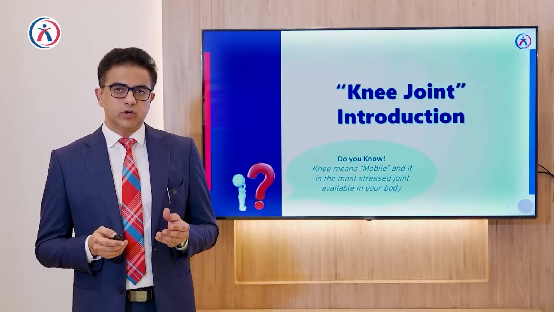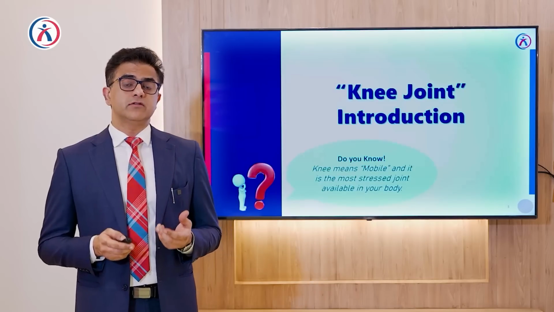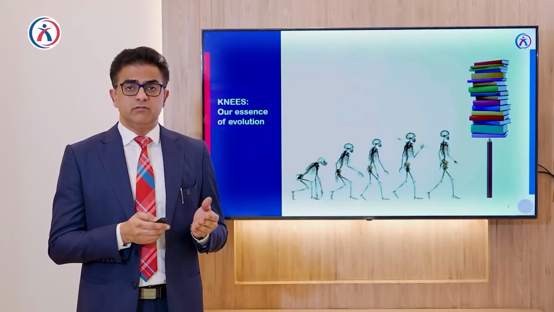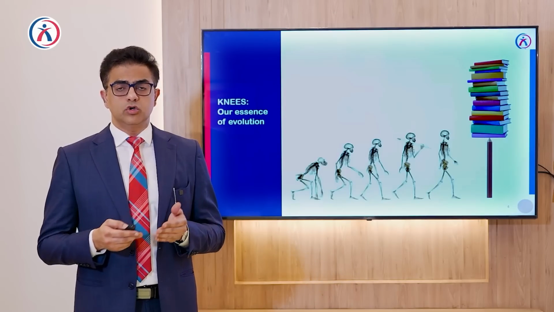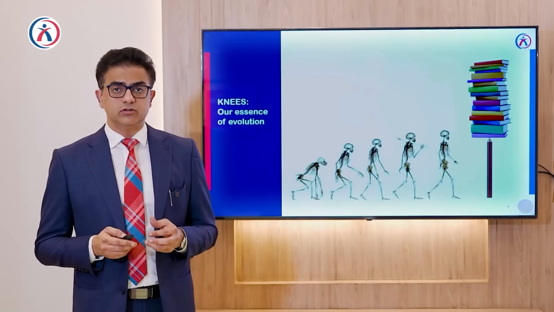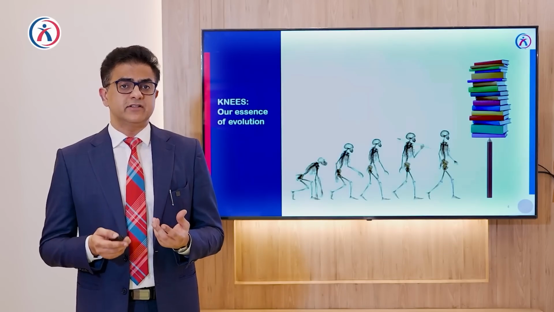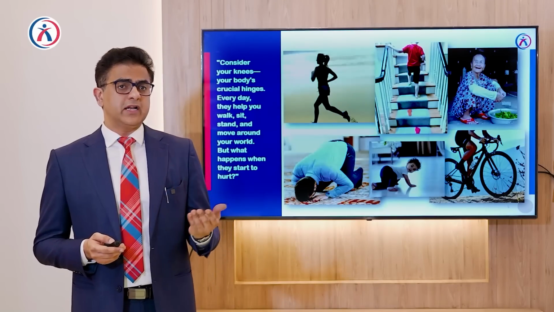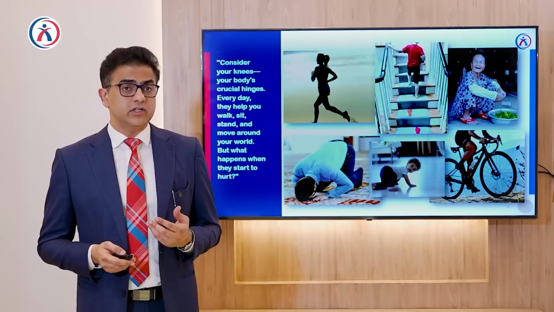From the technical point of view, knee as such means mobile in the Greek language, and let me tell you, it is one of the most stressed joints in the body. As we see all along the evolution, our ancestors were walking on all fours, and gradually from four limbs to two limbs the evolution has happened, and because of that the entire load has started to focus on the knee joint. It is almost like putting hundreds of kgs of load on a small surface area, that is the knee joint. That's why the knee joint is under stress even during the basic activities of running, walking, stair climbing, squatting, cycling. All these activities put a lot of stress on the knee joint.